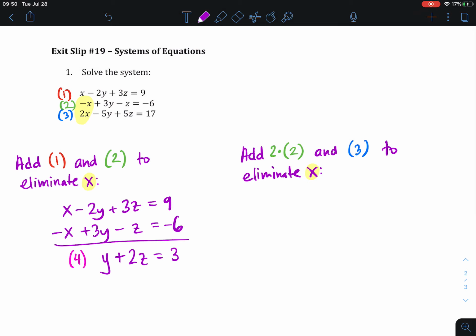Carefully, I'm going to do it out loud with you guys. If I take 2 times the second equation, I should get a negative 2x for my first term, a positive 6y for my second term, a negative 2z, and then a negative 12. So that would be what I get if I times that whole second equation by a factor of 2. And then just simply carry down equation 3. No changes.